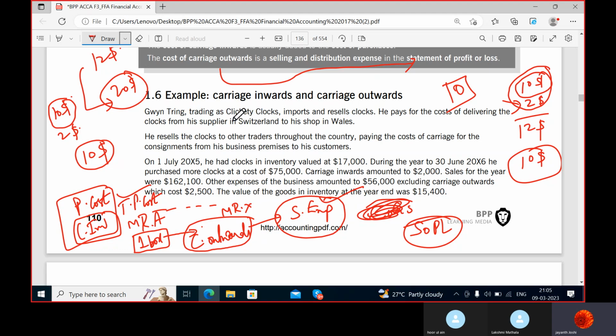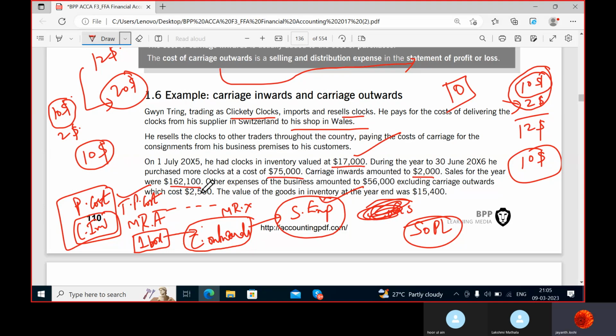Going trading as Clickety Clocks, he imports and resells clocks. He pays for the cost of delivering the clocks from his supplier in Switzerland to his shop in Wales. So he is incurring some cost, and the cost is carriage inwards. Every piece of information is given here very clearly. On 1st July, he had clocks in inventory valued at $17,000. So that is the opening inventory. He purchased, so the purchases are given. The carriage inwards is given.